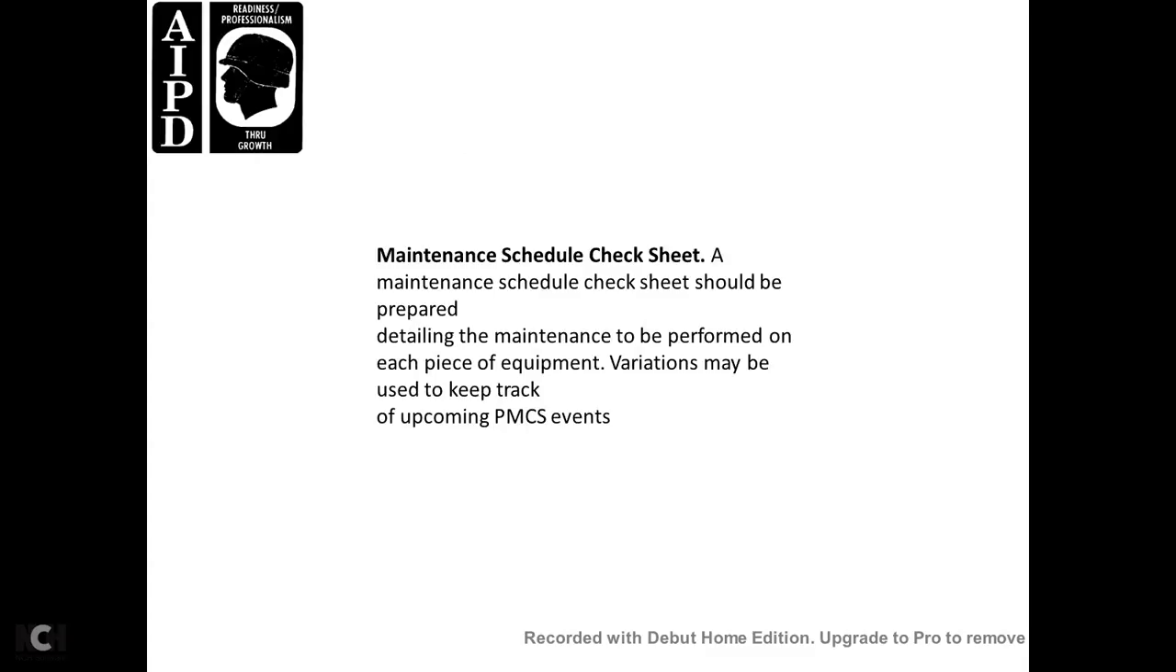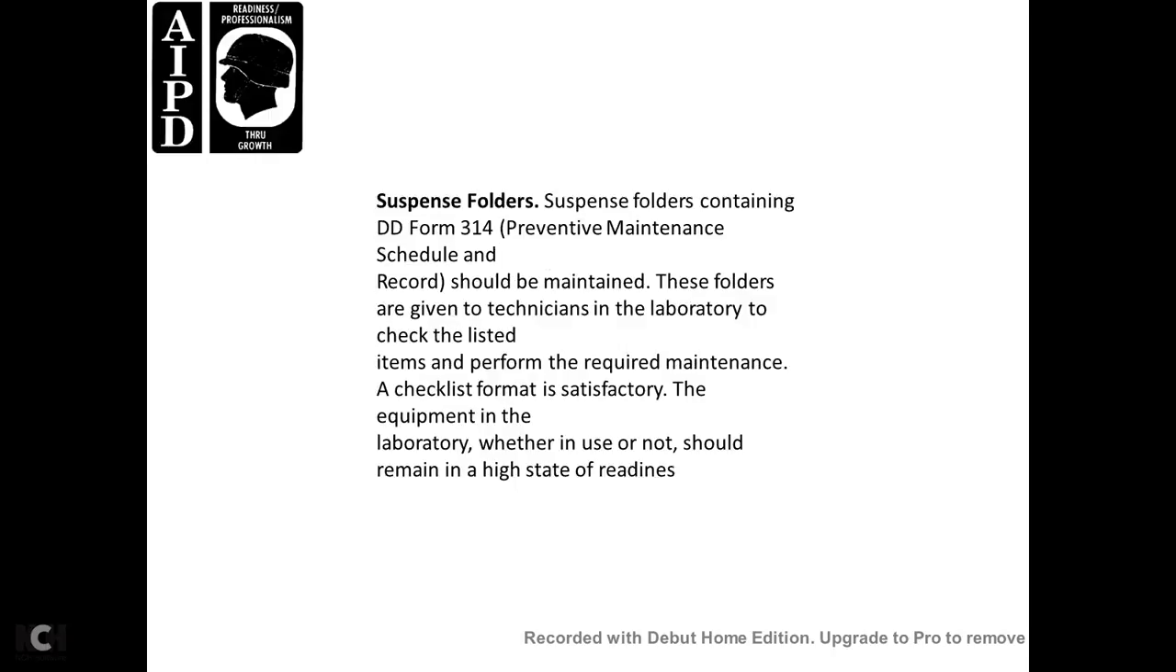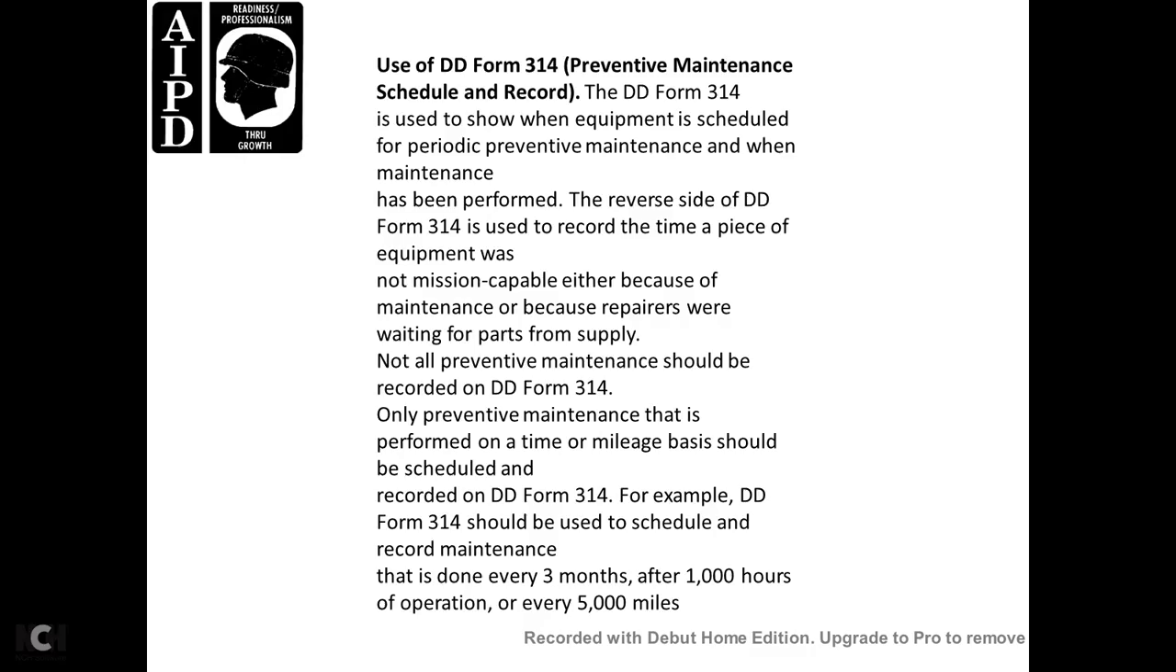Maintenance schedule check sheet. A maintenance schedule check sheet should be prepared detailing maintenance to be performed on each piece of the equipment. Variations may be used to keep track of the upcoming preventive maintenance check service events. Suspense folders containing the Department of Defense Form 314 Preventive Maintenance Schedule Record should be maintained. These folders are given to the laboratory technician, who performs the checklist items of the required maintenance for the satisfactory condition of the equipment of the laboratory, whether in use or not, so it may remain in a high state of readiness.